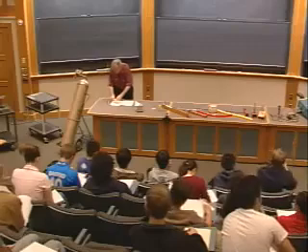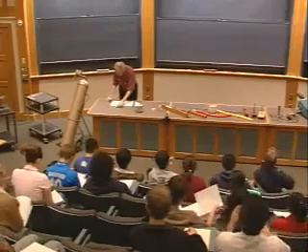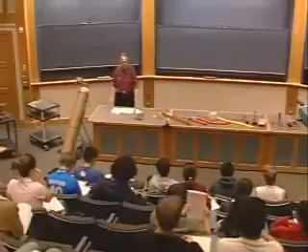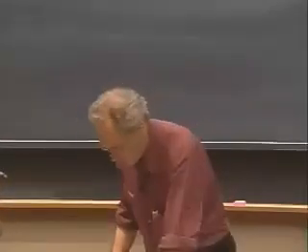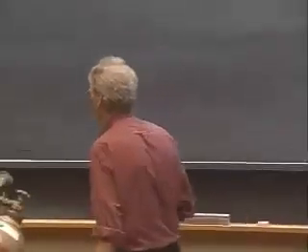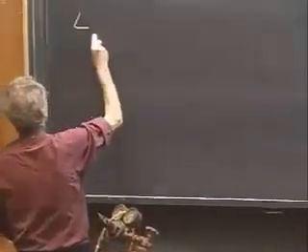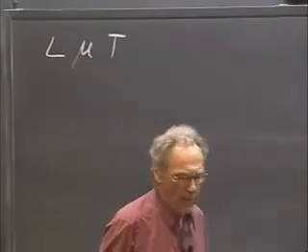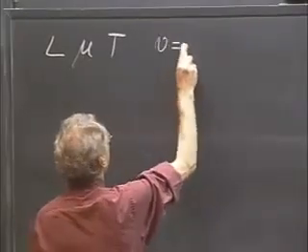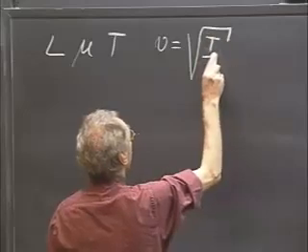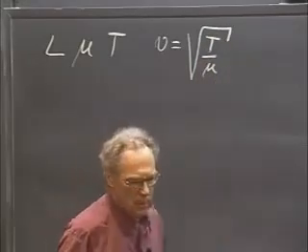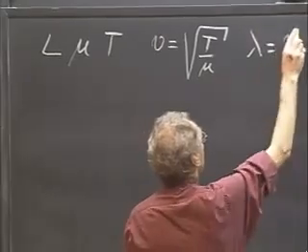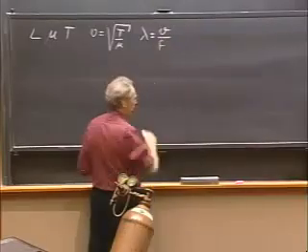I will summarize what we have learned about the normal modes of a string fixed at both ends, which is very relevant today for musical instruments. So suppose I have a string with length L, mass per unit length mu, and tension T, then I know that the speed of propagation is the square root of T divided by mu, and the wavelength is always the speed of propagation divided by the frequency.